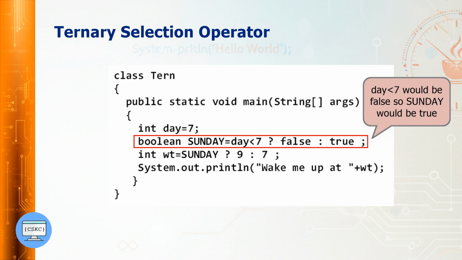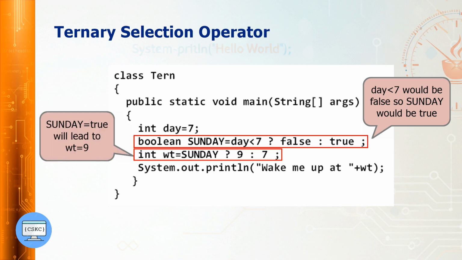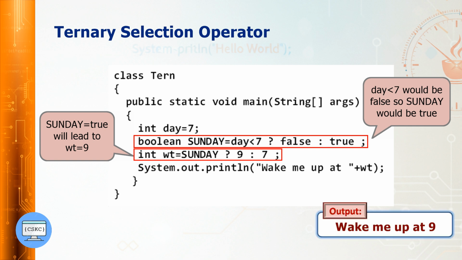In the first one, when day value is less than 7, the condition becomes true and the first value before the colon character is returned, which incidentally in this case is the value false. When day is assigned as 7 and the condition is false, it will return the boolean value true, the value after the colon character. In the second use of the ternary operator expression, when the Sunday boolean type variable is true, it is going to return 9, which will be assigned to integer variable wt, and the given code will finally print wake me up at 9.